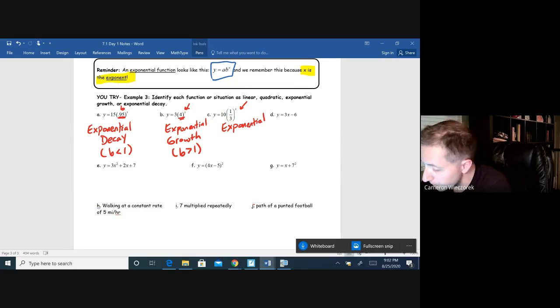So what you should have come up with is the 1/3 is your b value. And since that's less than 1, this is exponential decay. That's because b is less than 1.